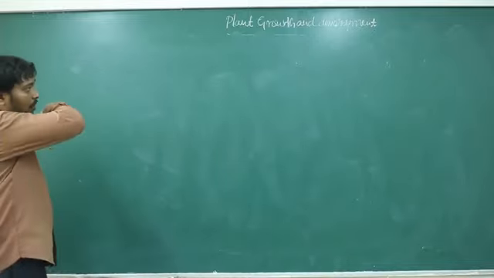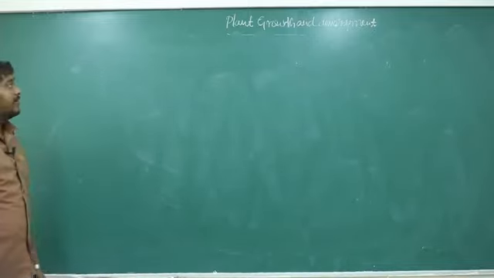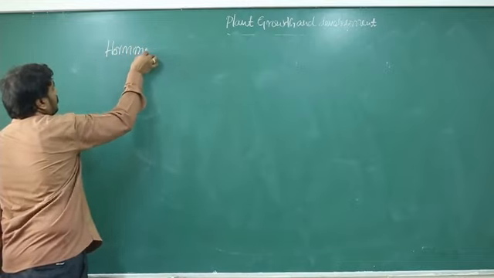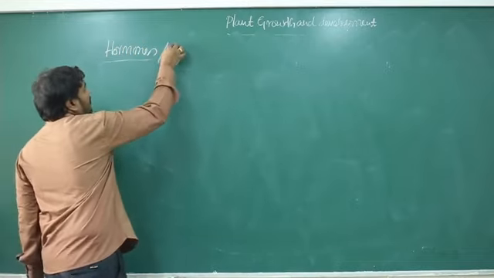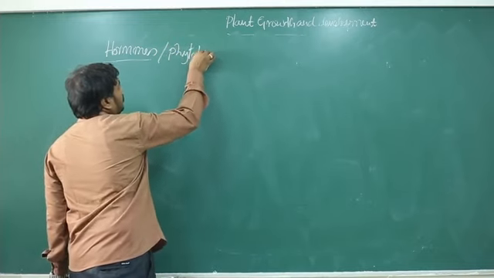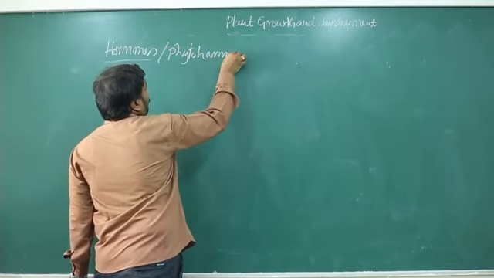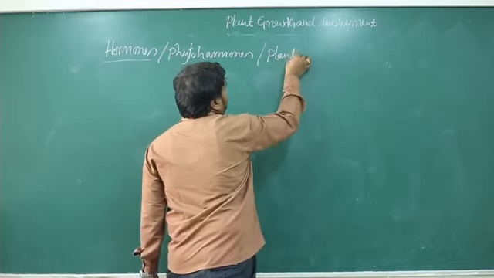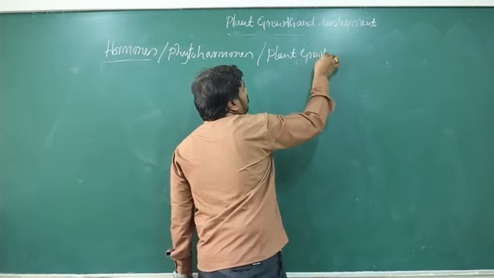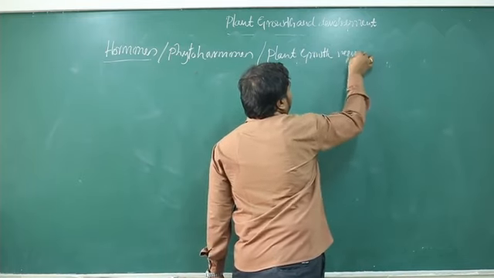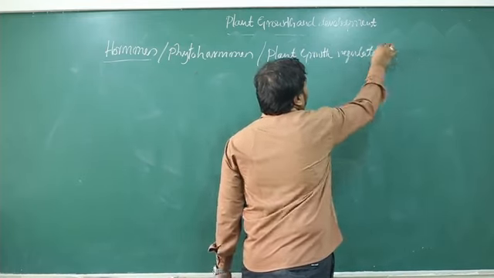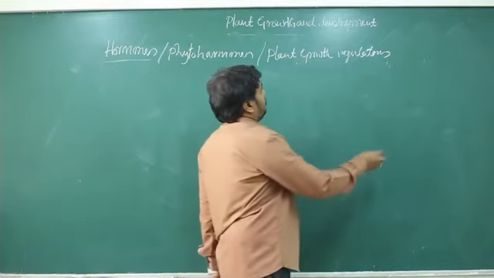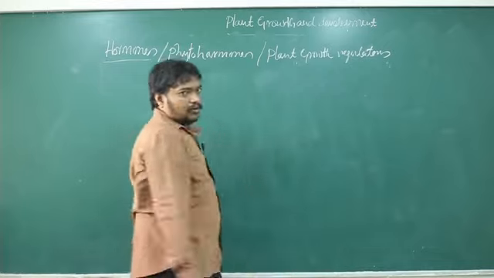So next, let us come to how growth in a plant is regulated. It is regulated because of hormones. These hormones are called phytohormones, or plant growth regulators. Those are nothing but phytohormones.